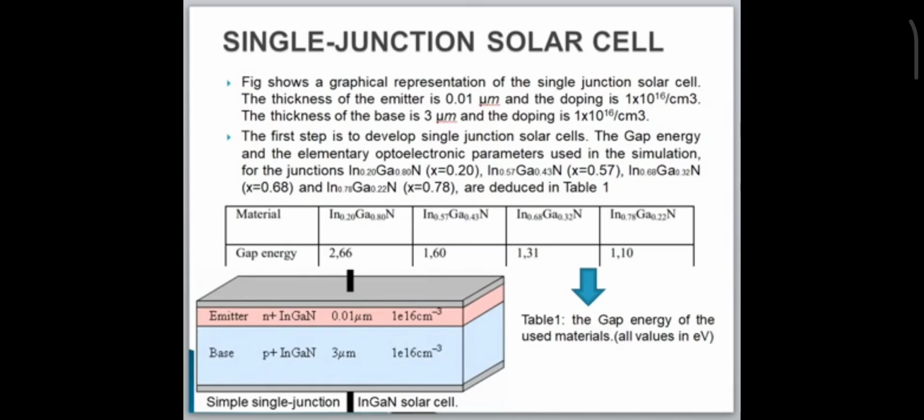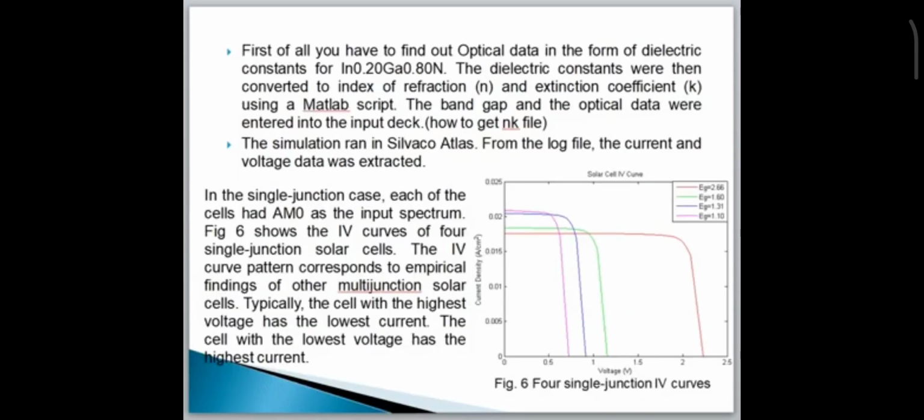If you want to find the value of this band gap energy, you have to follow the previous equation, as I have explained about how to find the band gap in the previous slides. This is the single junction solar cell, this is the emitter, this is the base. First of all, you have to find the optical data in the form of dielectric constant when the value of mole fraction is 0.20.